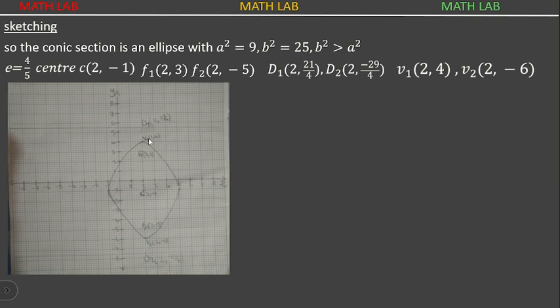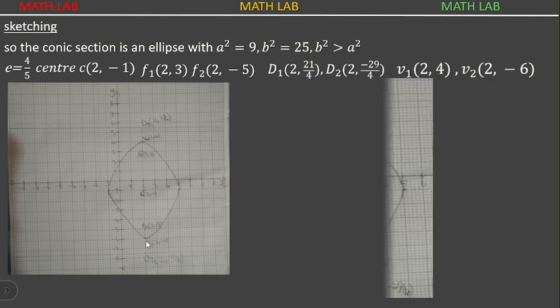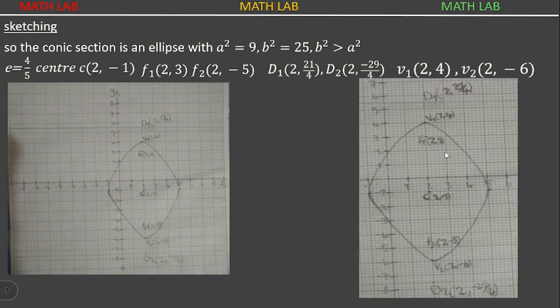Note the edges of the ellipse on this side will be the vertices. So here is our v1 and here is our v2. Now our directrices are this one. Since the ellipse lies mainly on the y-axis, you just draw a horizontal line, showing the direction in which the ellipse will be pointing. This is d1 and this is d2. Now these are our vertices, v1 at 2 and 4, v2 at 2 and negative 6, and we have our f1 and f2. Then we have our center, 2 and negative 1.